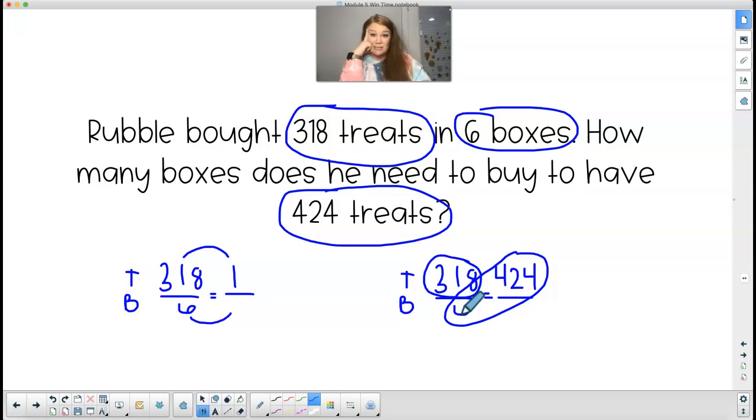So I know my answer has to be more than 6. It has to be bigger than 6 boxes because 6 only gives me 318 and I want more treats than that. So as you're dividing, that's something to think about. When I first started, I told you my little trick is that I like to do 318 times 5 to see what it is. And I did it and then I was like, oh, duh. It's got to be bigger than 5 because 6 isn't even enough. So I know it has to be bigger than 6. As you're dividing, you might want to try something bigger than 6, because since this number got bigger, I know the bottom number has to get bigger as well.